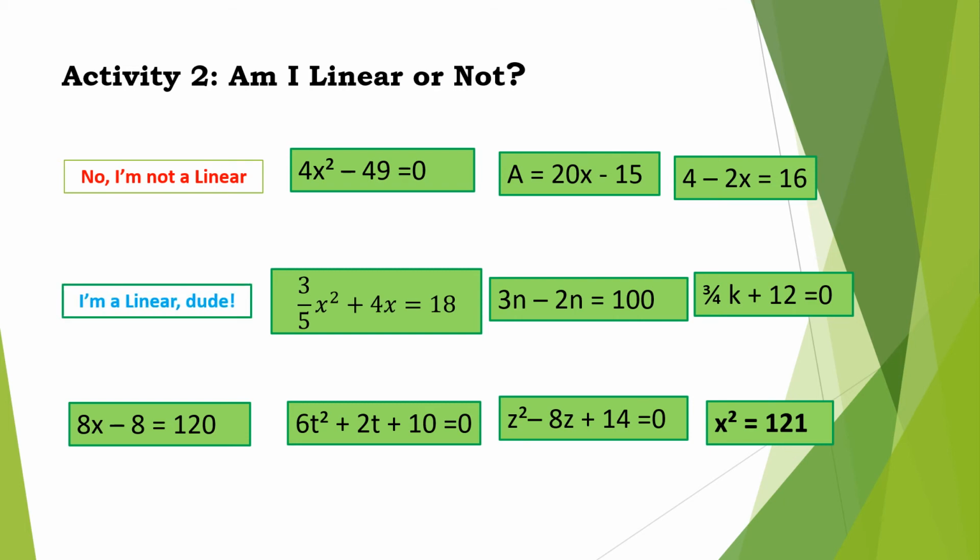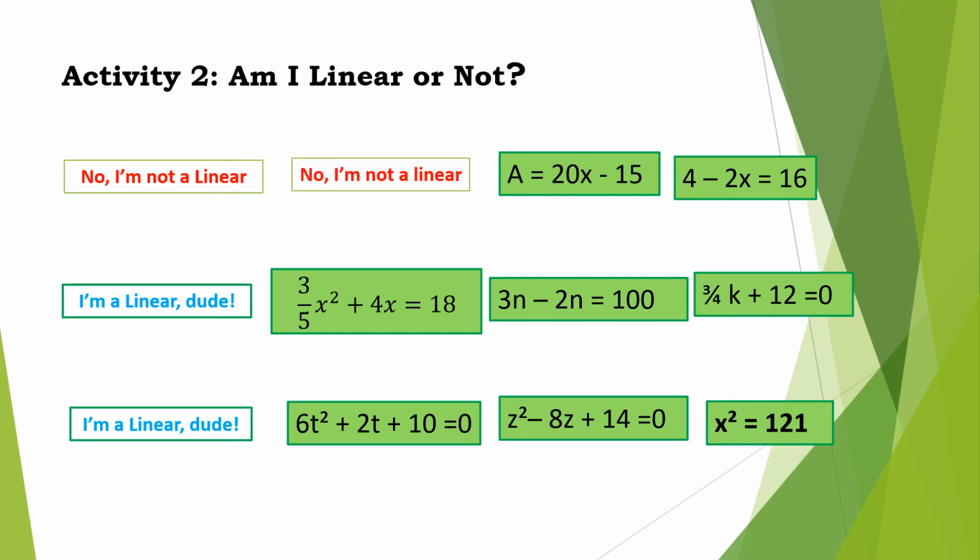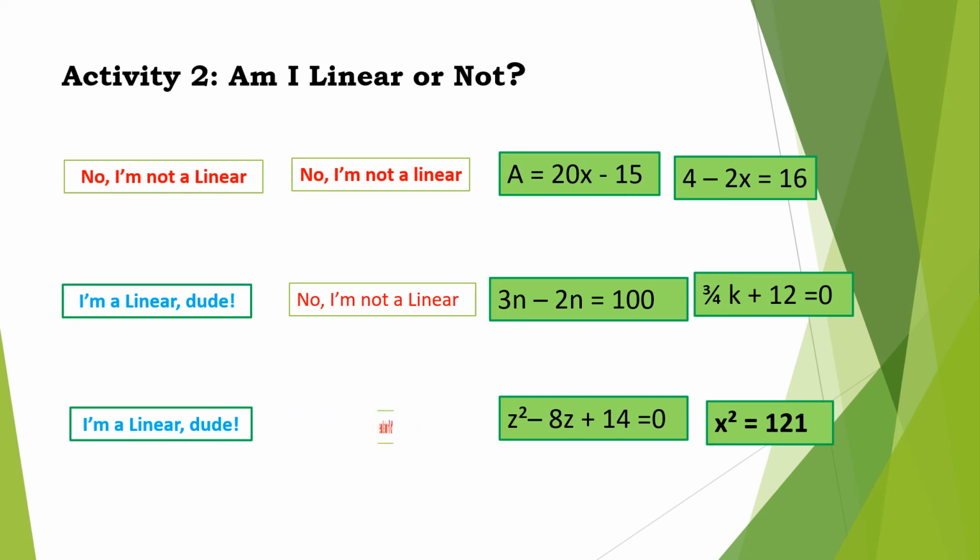So we have, I'm a linear too. How about this one? Is this a linear? Yes, it is also a linear. How about example number 4? 4x squared minus 49 is equal to 0. Is that a linear? No, I'm not a linear. How about this one? No. Then 6t squared plus 2t plus 10 is equal to 0. And can you answer this one? Okay, that is no, I'm not a linear.